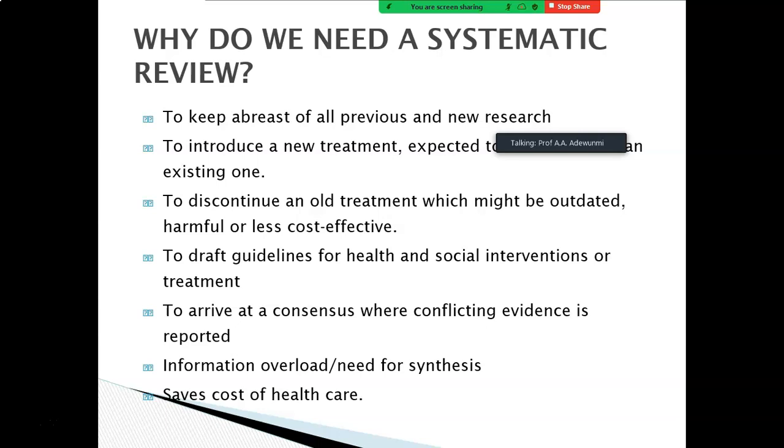We know the issue of treating malaria. In those days, we used to use chloroquine, but now we are using artemisinin-based combination therapy. These are all based on systematic reviews and meta-analysis. Then we again need systematic review to draft guidelines for health and social interventions or treatments. Another reason is to arrive at a consensus when we have conflicting evidence in the literature. So then, because there is so much information overload, there will be need for synthesis so that we can have clear-cut guidelines on how to treat illnesses. Then it saves cost of healthcare.